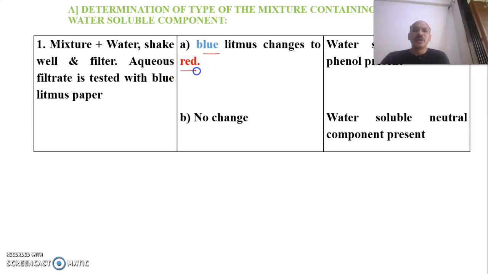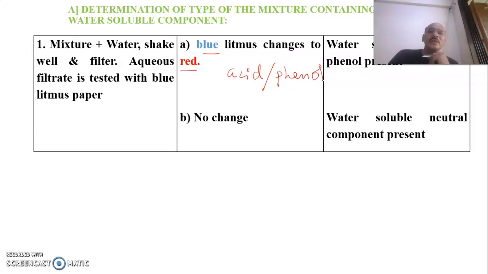If it changes to red, you will write it as water soluble acid or phenol. If your observation is that blue litmus paper changes to red, that means the soluble component is an acid or phenol. And if there is no change on the litmus paper, the water soluble compound will be neutral.